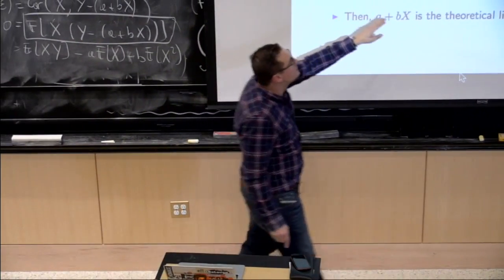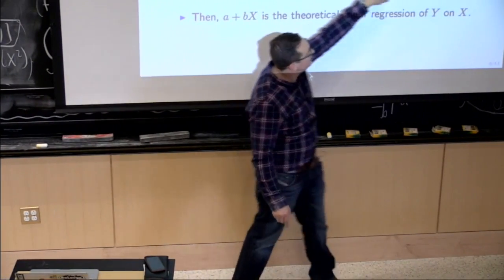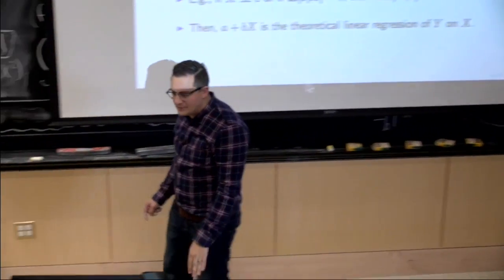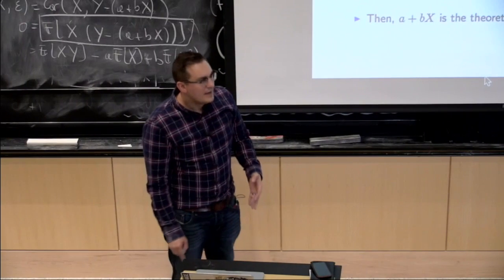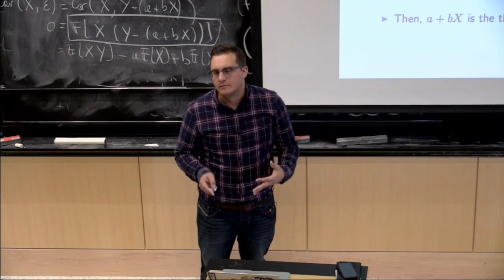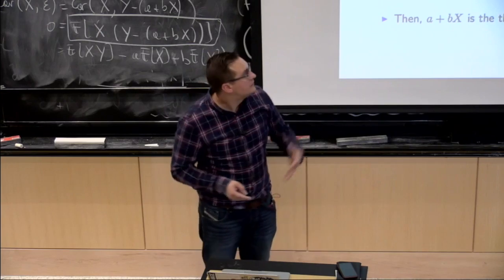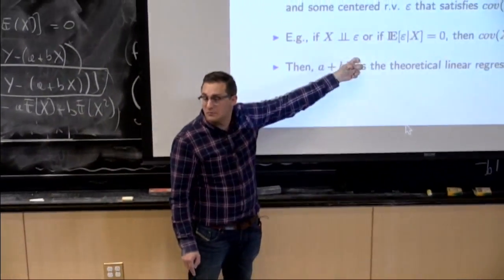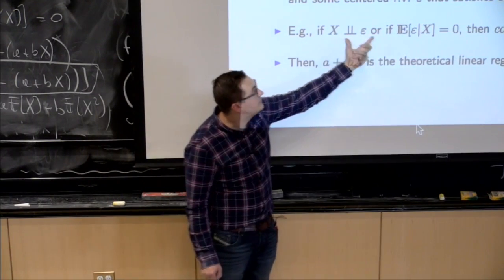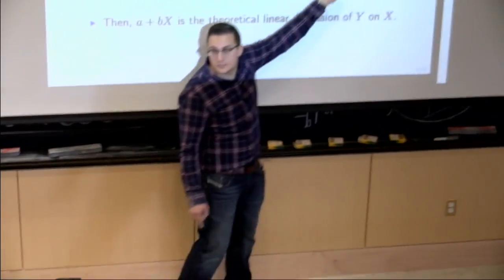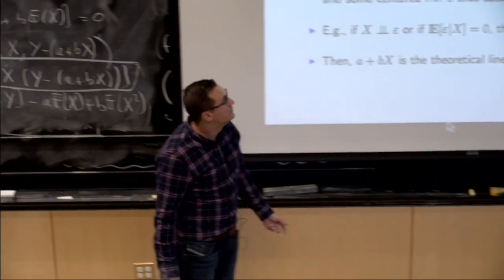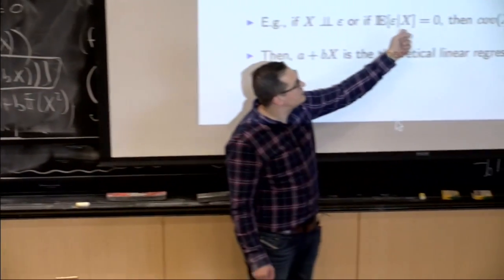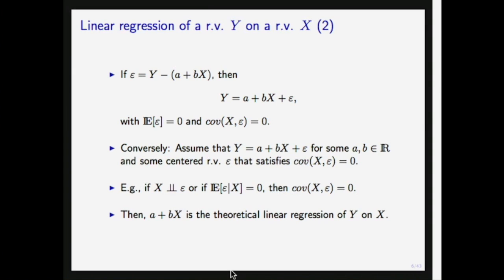then we're going to have to assume that epsilon is centered and that the covariance between x and epsilon is 0. Actually, often, we're going to assume much more. One way to ensure that those two things are satisfied is to assume that x is independent of epsilon, for example. If x is independent of epsilon, of course, the covariance is going to be 0. Or we might assume that the conditional expectation of epsilon given x is equal to 0, which also implies that.